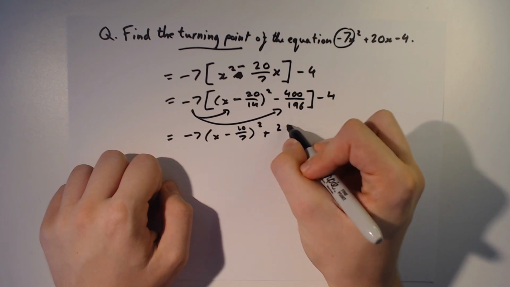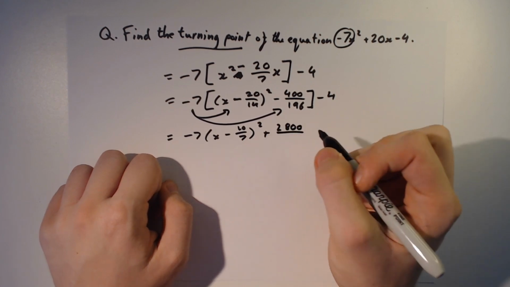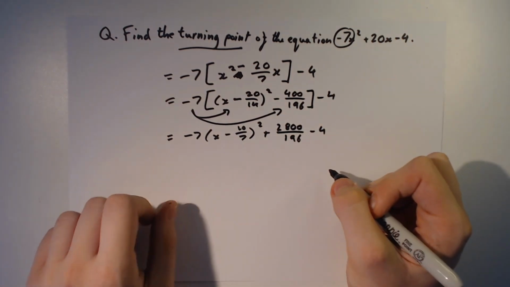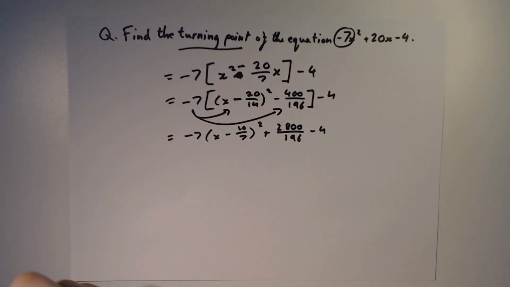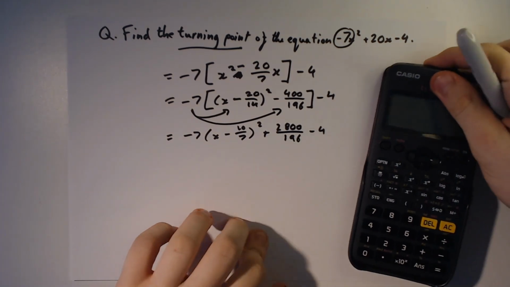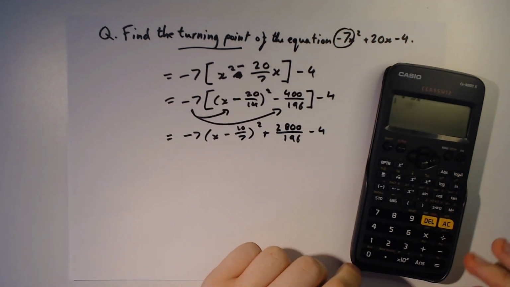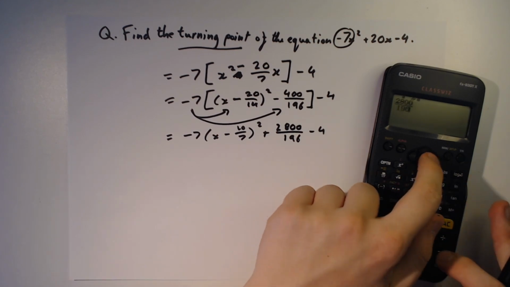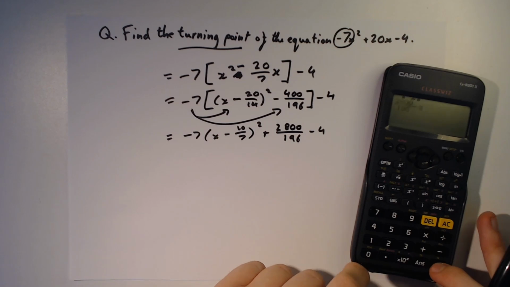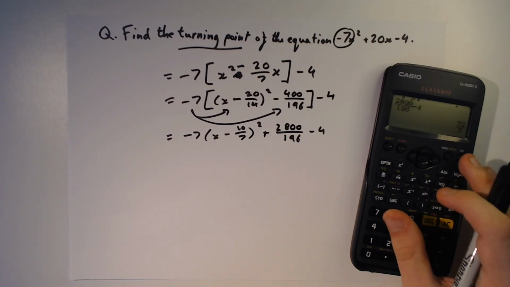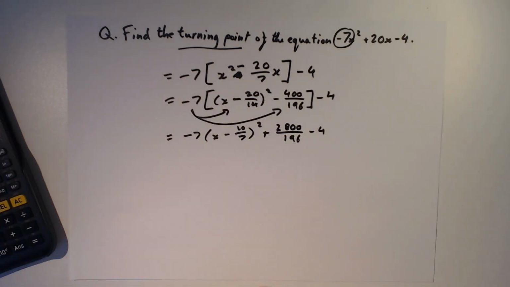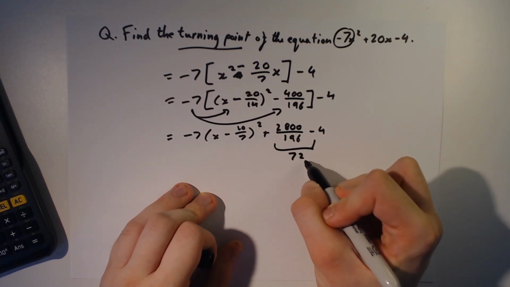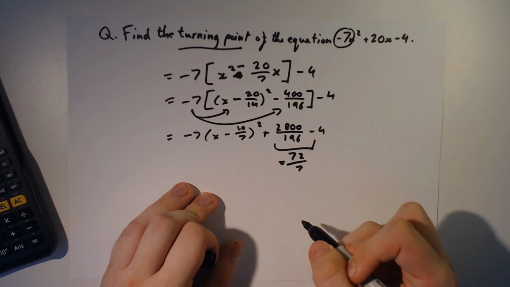plus 2800 over 196 minus 4. And then we can use our calculator to work out what this is. So 2800 over 196, take away 4, it's 72 over 7. So if you ever want to save time, just do a big bracket like that and do equals 72 over 7.